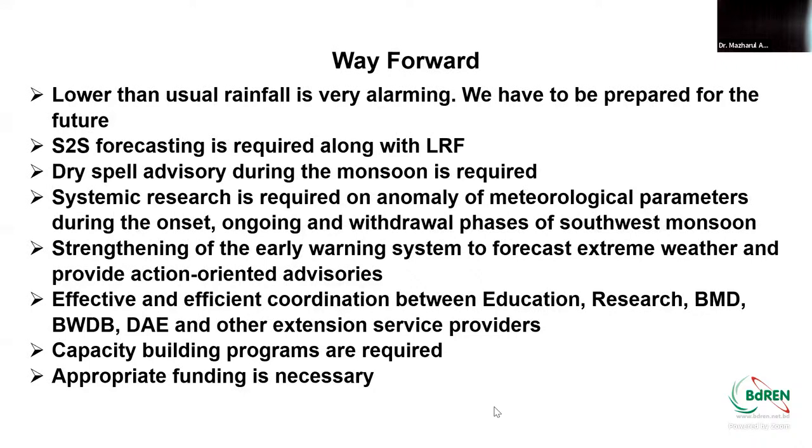And also I would like to say that capacity building programs for all the actors like the meteorologists, the agrometeorologists, the universities, the officials, and the extension service providers all require capacity building. And appropriate funding is very much required. If we can fund more in this sector, it will be very much helpful to develop a robust agromet advisory service in this region.